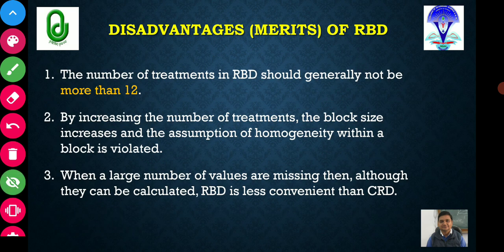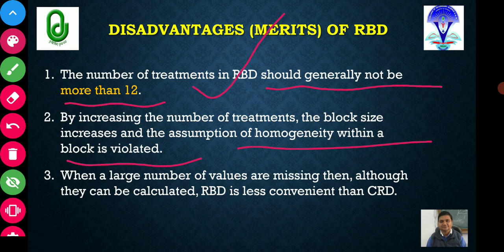Now, what are the disadvantages or demerits? I have already told you in the previous slide that any number of treatments or any number of replications can be used in RBD, but I am contradicting that point here. The number of treatments in RBD should generally not be more than 12. If it is more than 12, you will find calculation difficulties. That is why ideally it should not have more than 12 treatments. By increasing the number of treatments, the block size increases and the assumption of homogeneity within a block is violated.